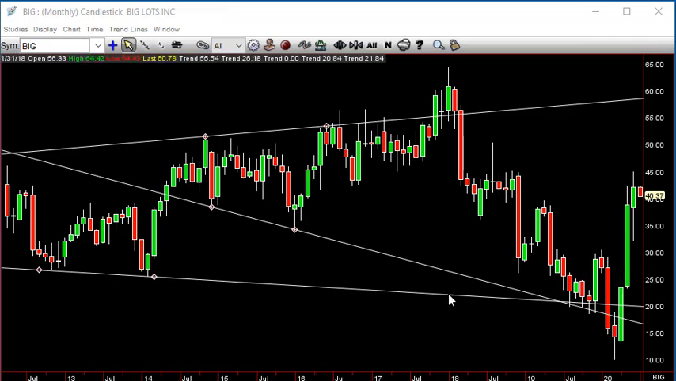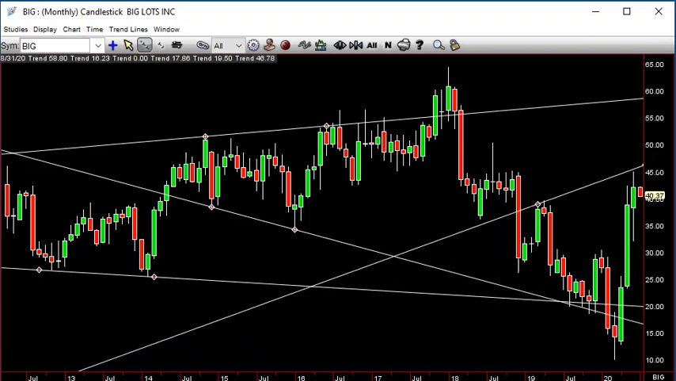Big Lots, one of our faves from this year. This is what we look for. Take out one side to the downside, and then back, reverse back through previous range, and off she went. So you see a lot of series in here. Like so.